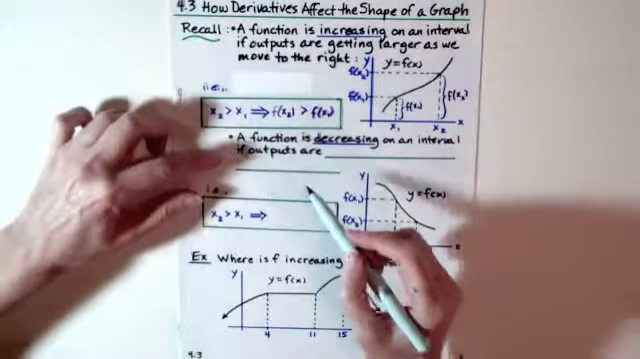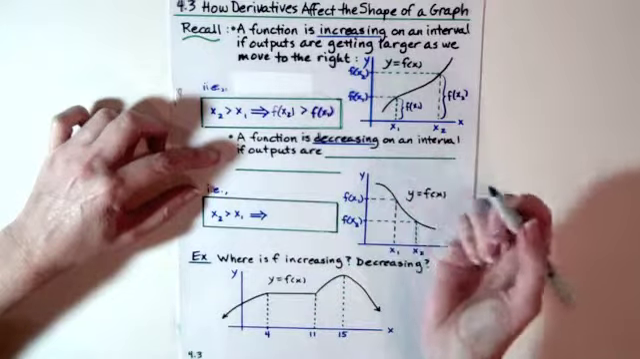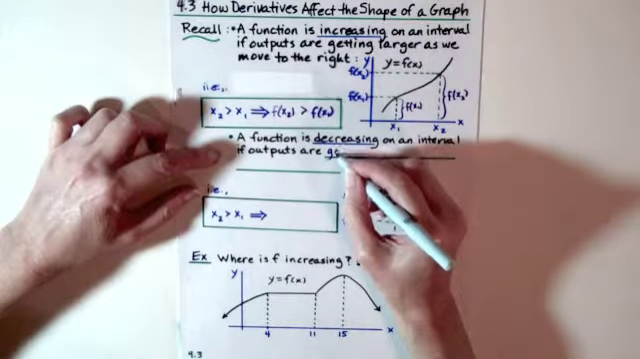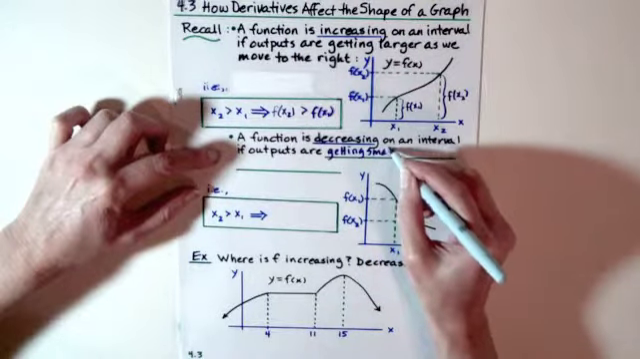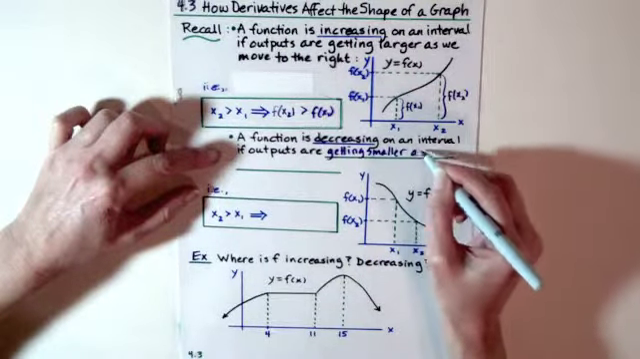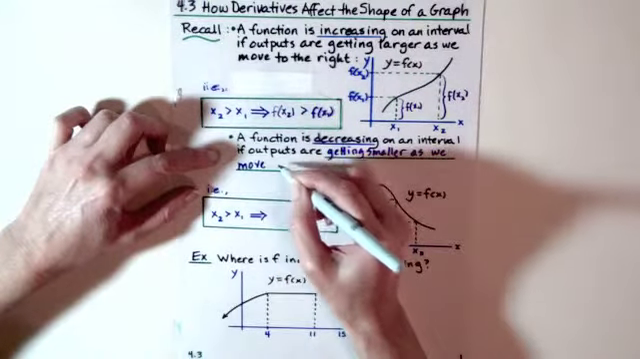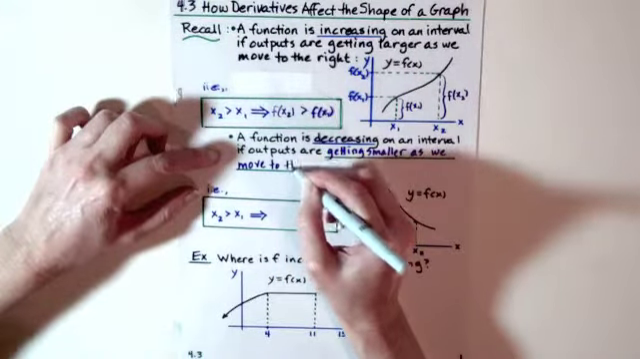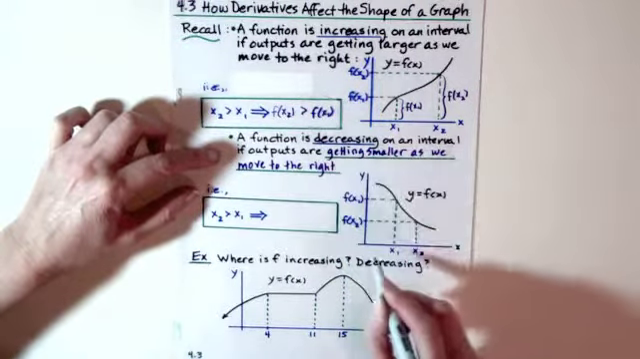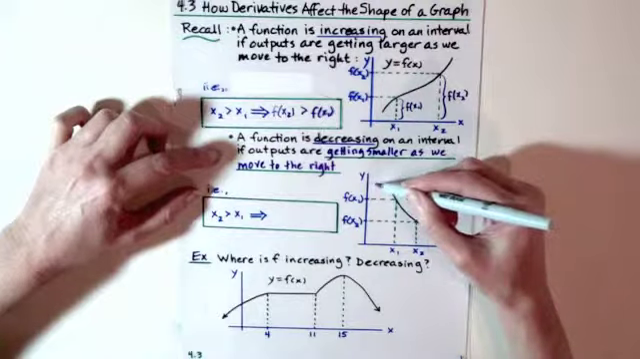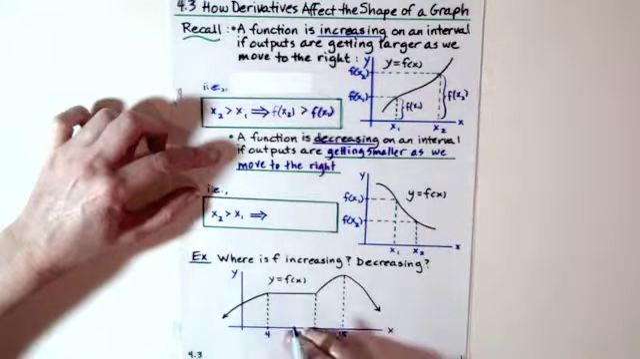Same type of idea, a function is decreasing on an interval if the outputs are getting smaller as we move to the right. That would be a kind of intuitive definition of what we mean by a function being decreasing. As we move in the positive x direction, the function is falling, the outputs are getting smaller.